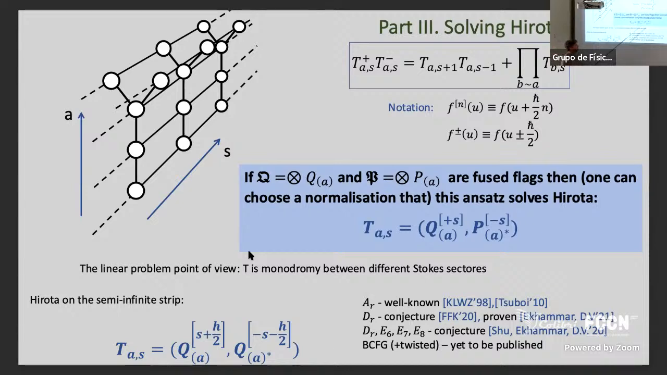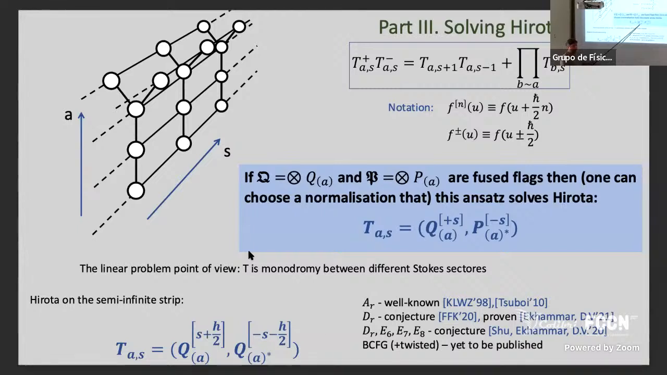Can you just repeat what? Yeah. So this is a vector. This is a covector, a dual vector.